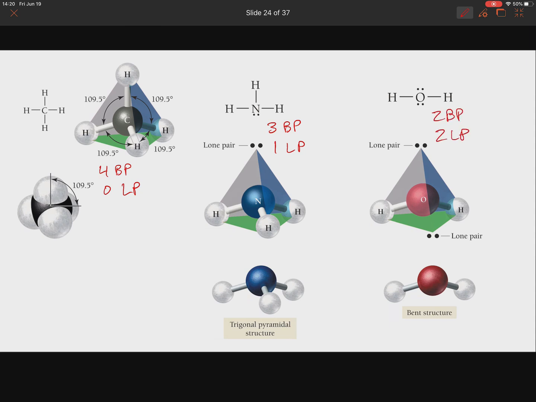When we have 2 lone pairs, we end up with the same sort of thing. We get a molecule that looks bent. And so the name bent is repeated for trigonal planar and for tetrahedral. It just means different things when we're talking about different electronic geometries. All right, so how do you predict what kind of shape your molecule is going to have?